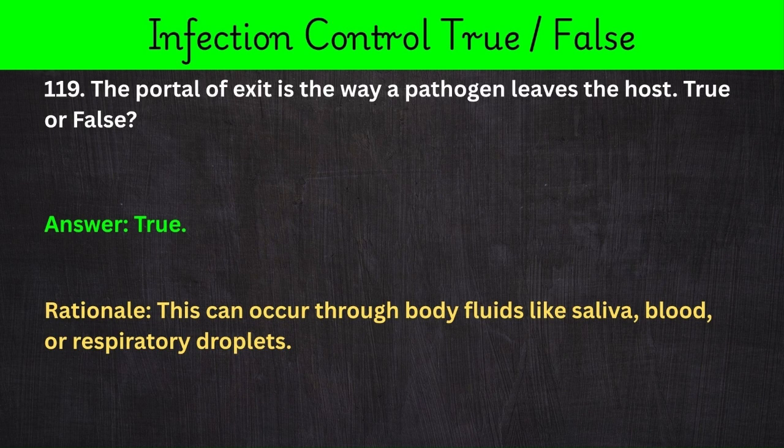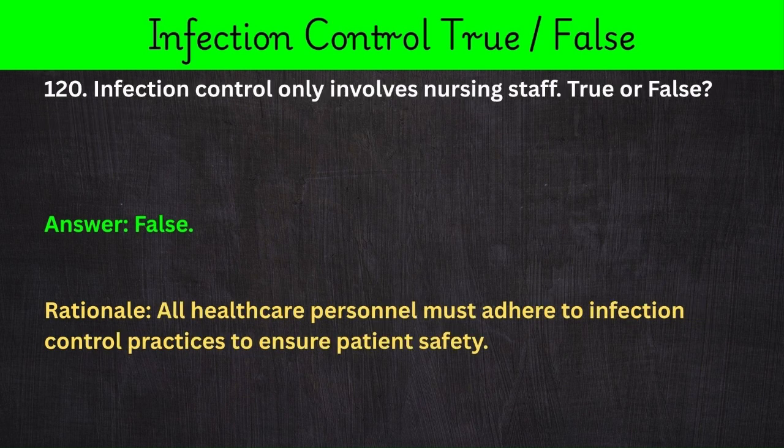True or false? Answer: true. Rationale: this can occur through body fluids like saliva, blood, or respiratory droplets. 120. Infection control only involves nursing staff.